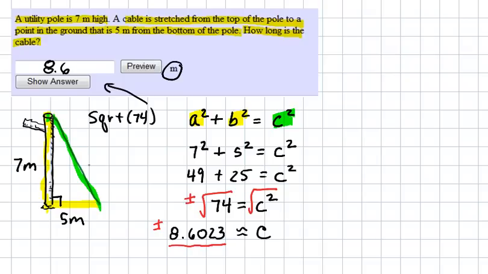And that makes sense to me. Remember, the hypotenuse has to be the longest side. So if the pole itself is 7 meters and the distance along the bottom is 5 meters, it certainly makes sense that that cable would be approximately 8.6 meters.